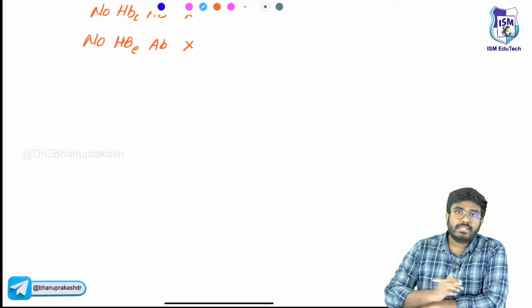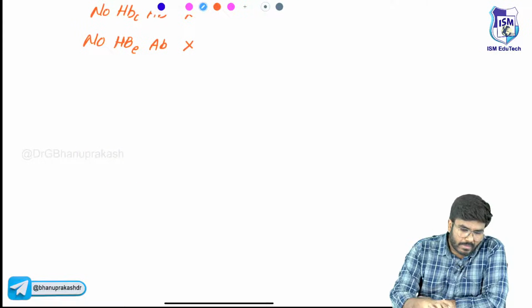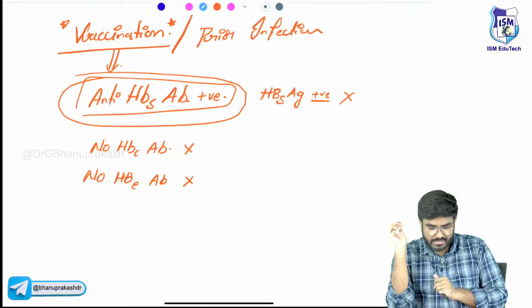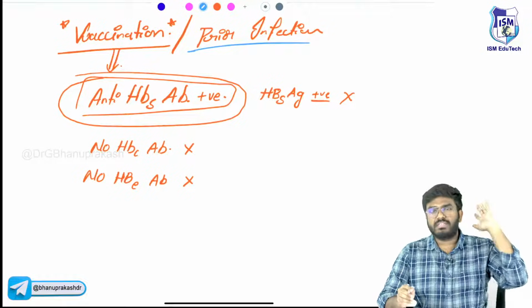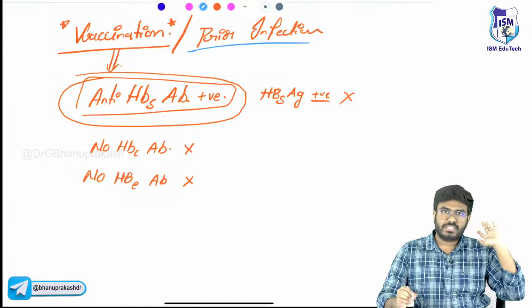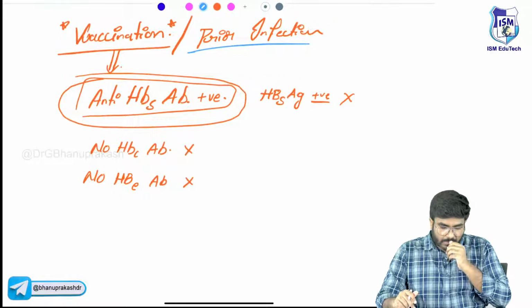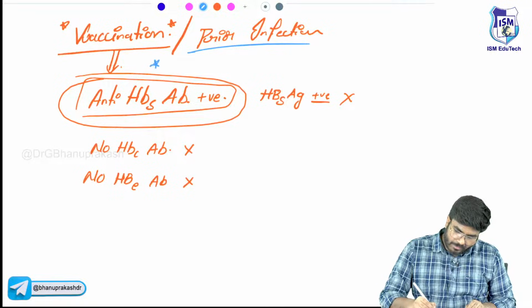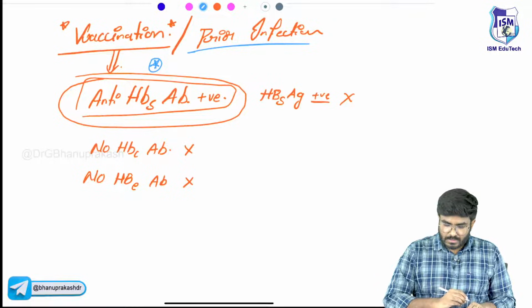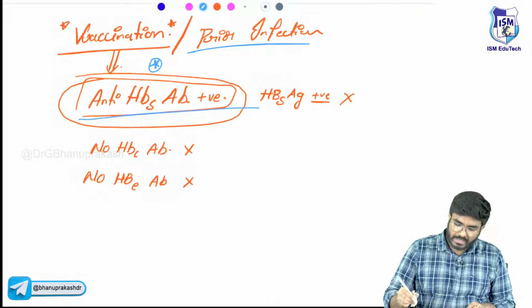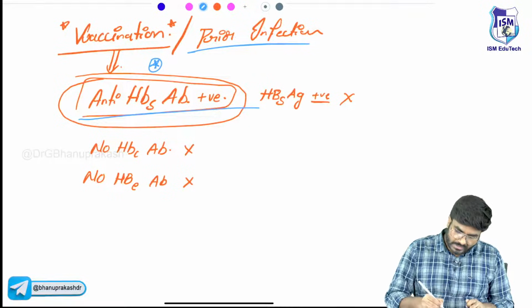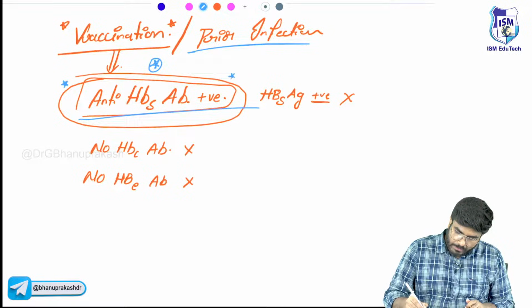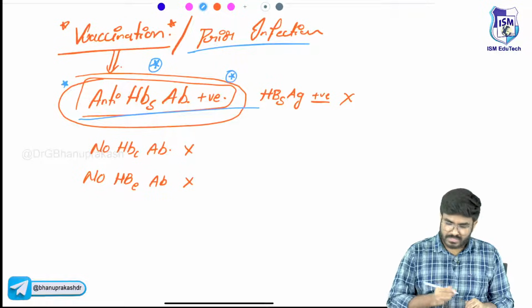Okay, guys, let's continue. Now, what have we discussed? We have discussed that a patient who is vaccinated, or a patient who had a prior infection long back, is different. For a patient who is vaccinated, the patient is only going to have anti-HBs antibody positivity. Only these antibodies are present.